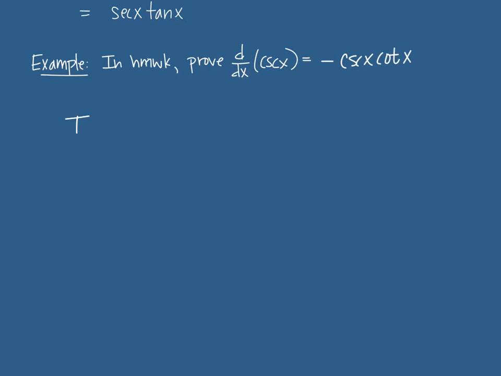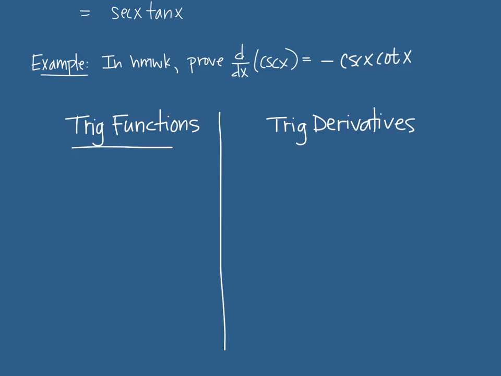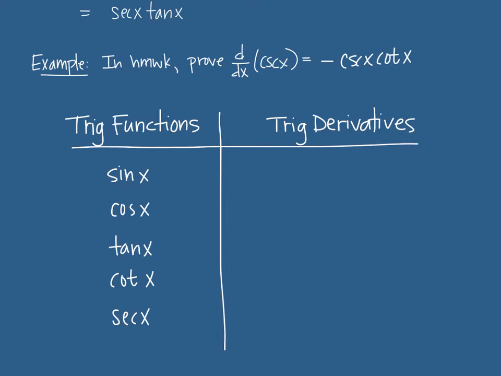But what I want to do right now is just summarize everything. I want to look at the 6 trig functions and the 6 trig derivatives. We started this chart yesterday, but now we're going to complete it. So we've got everything together, and then we're going to practice with them. So the 6 trig functions: sine x, cos x, tan x, cotangent x, secant x, cosecant x. Those are the 6.